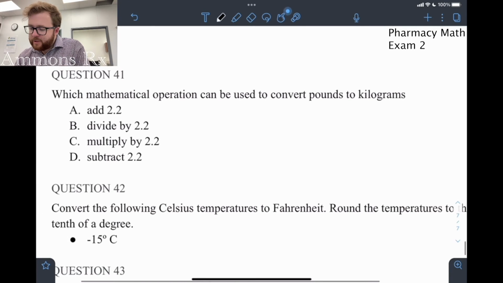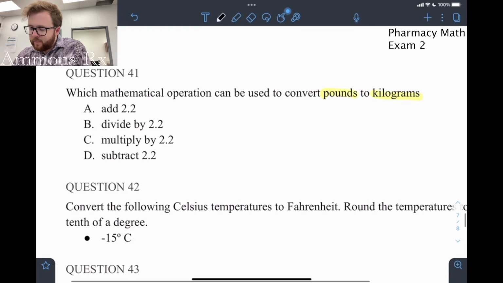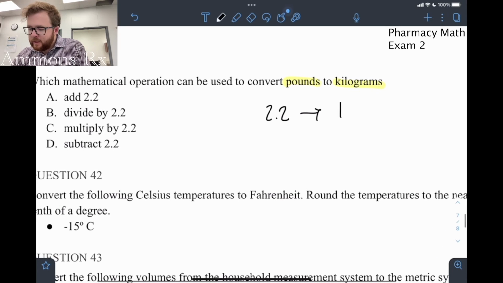What mathematical operation can be used to convert pounds to kilos? Just remember, we have 2.2 of those for 1 of these. So if we're going to convert 100 pounds to kilos, how do we do that? Well, we divide by 2.2.